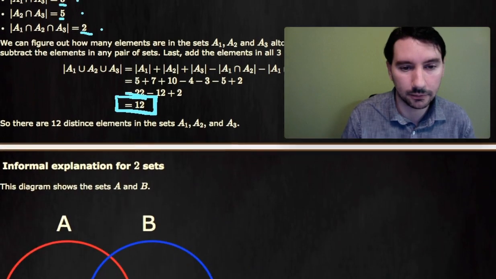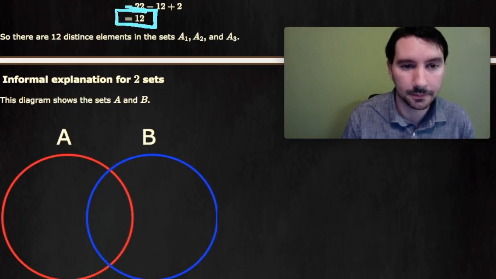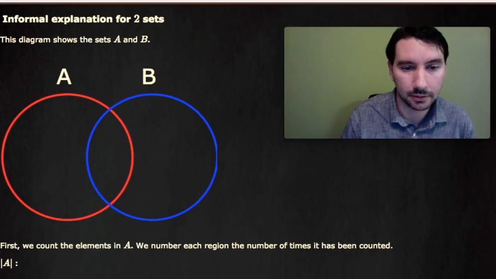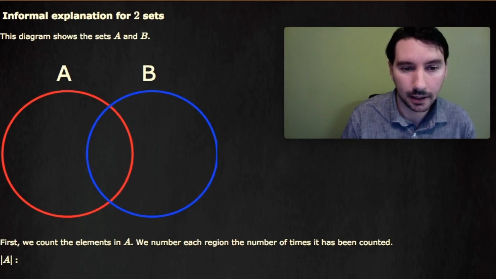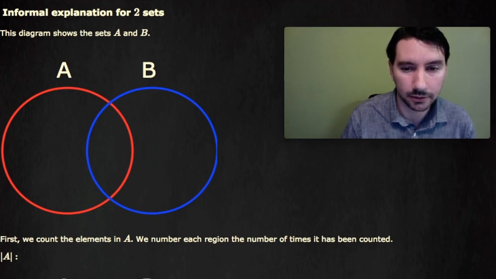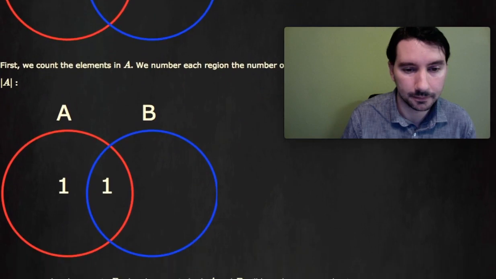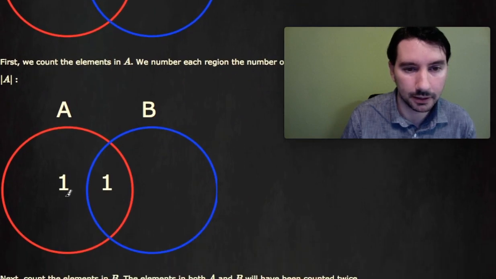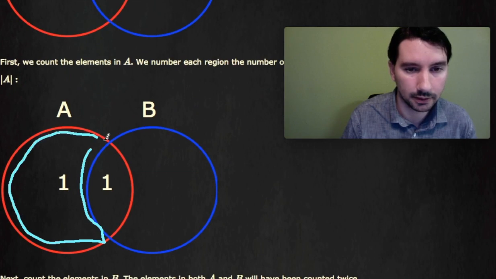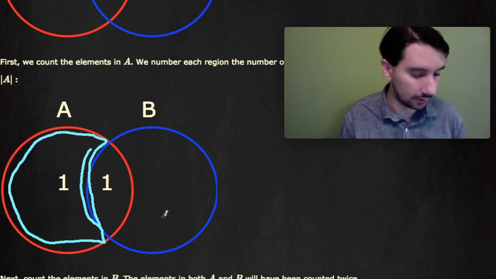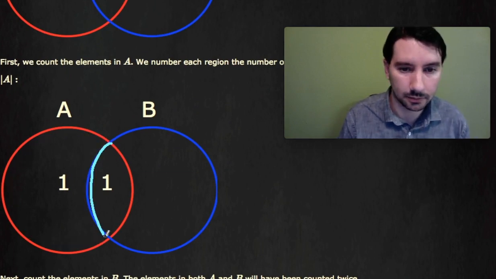So let's look at an informal explanation of why this works. So here's a diagram of the sets A and B, and the first thing we're going to do is count all the elements in A. So if we count the elements in A, we're going to count this region here on the left, so everything in here is going to be counted once. And also everything in this middle part is going to be counted once, because A is the red circle, and so we're counting everything inside of A.